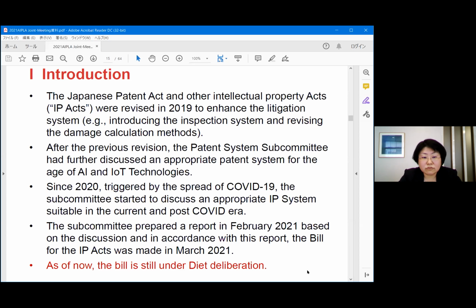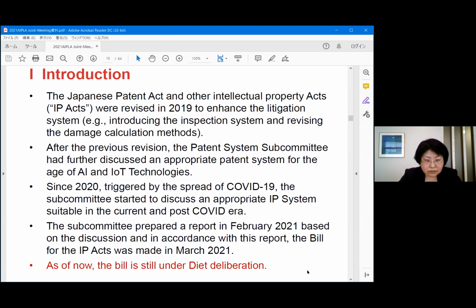Since 2020, triggered by the spread of COVID-19, the subcommittee started to discuss an appropriate IP system suitable for the current and post-COVID era. The subcommittee prepared a report in February 2021, this year, based on the discussion. In accordance with this report, the bill for the IP Act was made in March 2021, so last month.